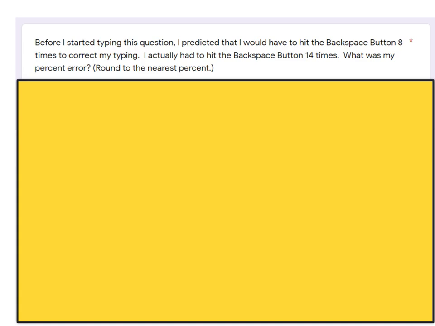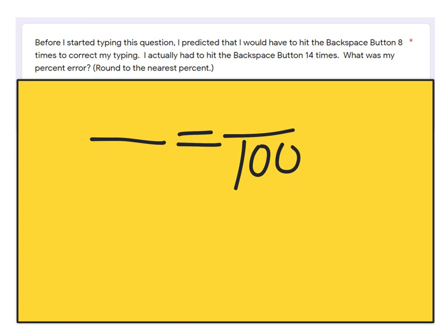Last question. Before I started typing this question, I predicted that I would have to hit the backspace button 8 times to correct my typing. I actually had to hit the backspace button 14 times. What was my percent error? Again, set up your percent proportion. And I need to find my error. So 14 was the actual amount. 8 was my guess. I was off by 6.